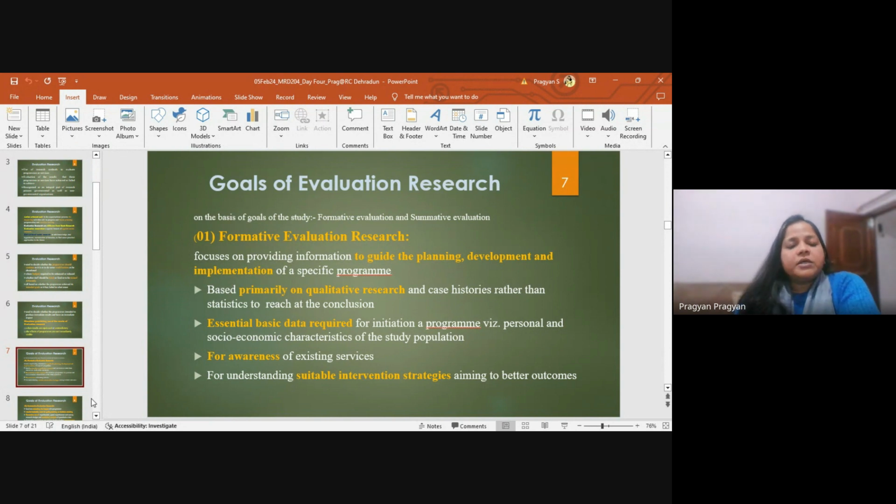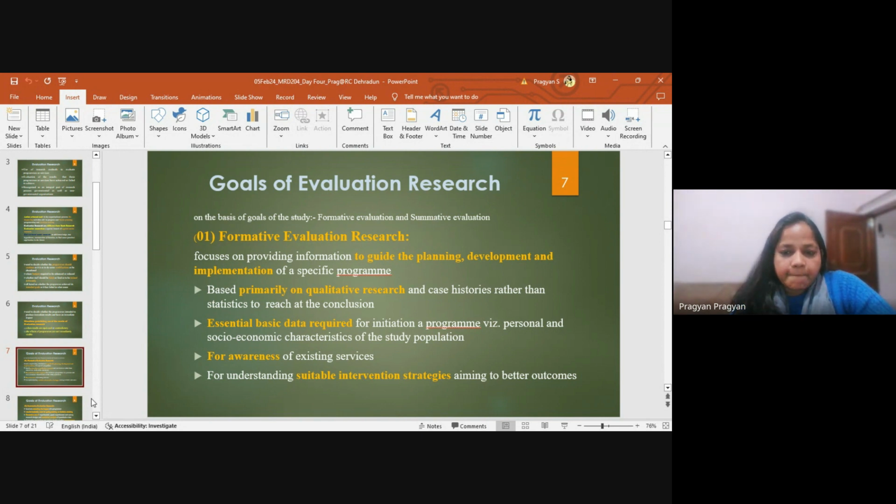Now, let's talk about the types of evaluation research on the basis of the goals. On the basis of their foremost objective, we can divide evaluation research into two types. First is formative evaluation research, and the second is summative evaluation research. Let's not make it very complicated. Let's try to understand it with lucid terminology.